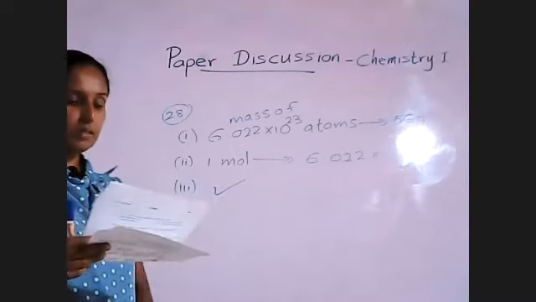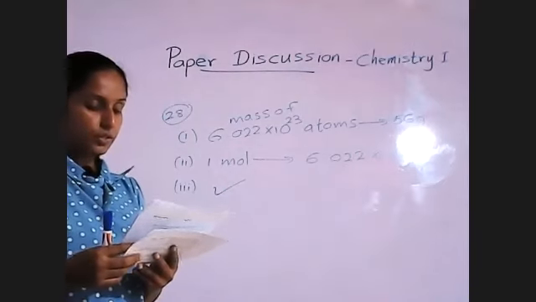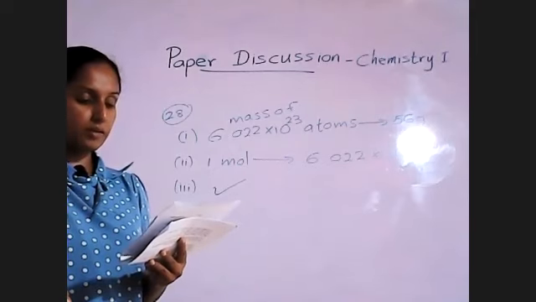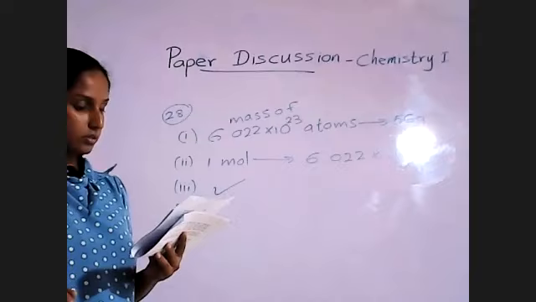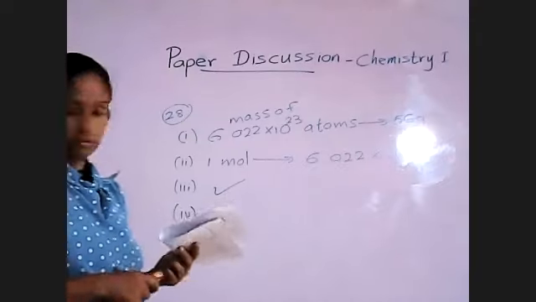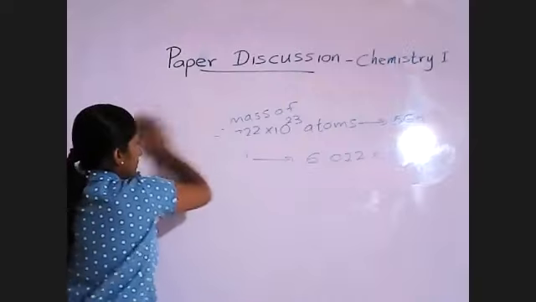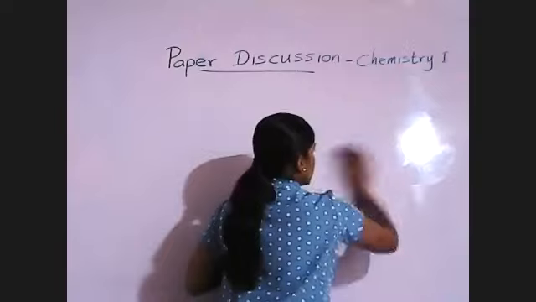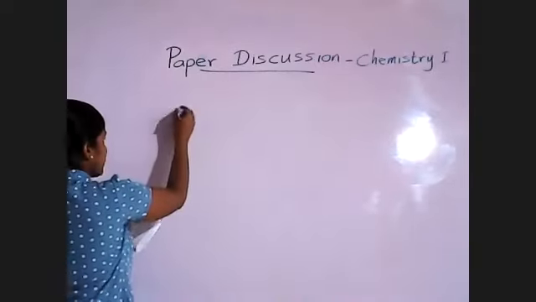Look at question number 29. Which of the following molecules is made of 2 covalent bonds? 2 covalent bonds. Be very careful about the statement type questions.